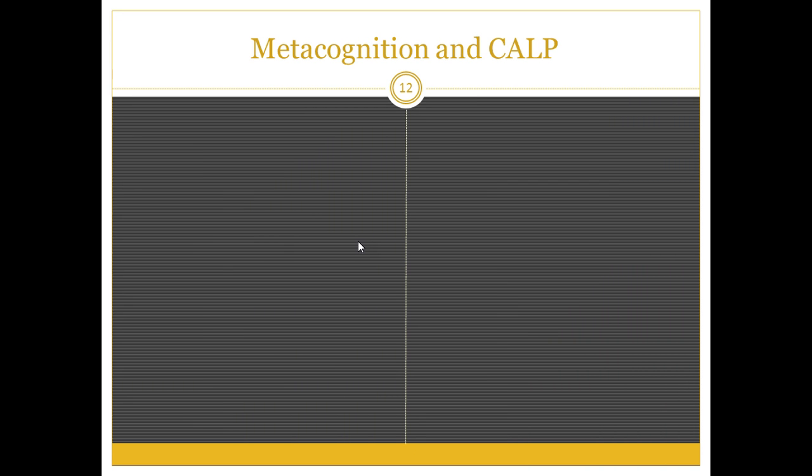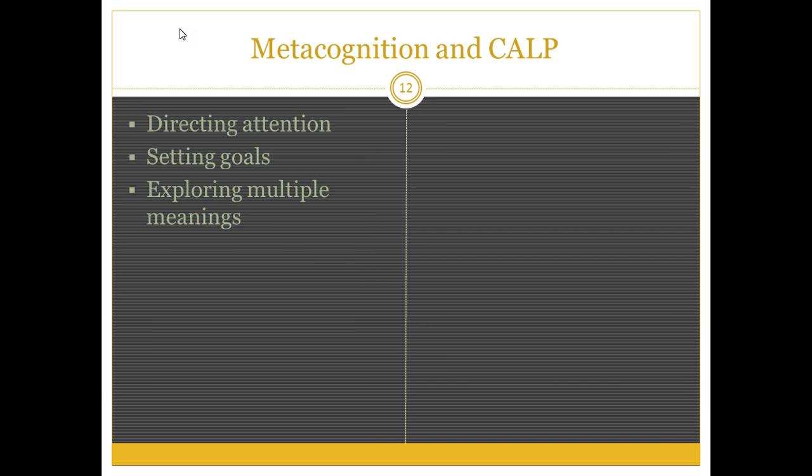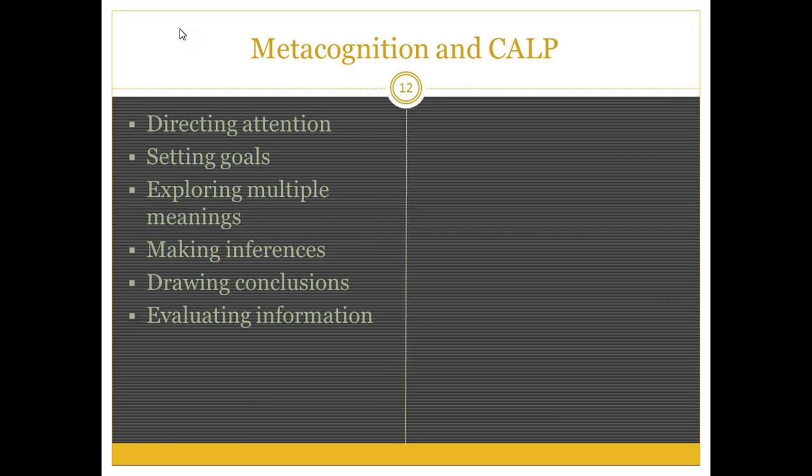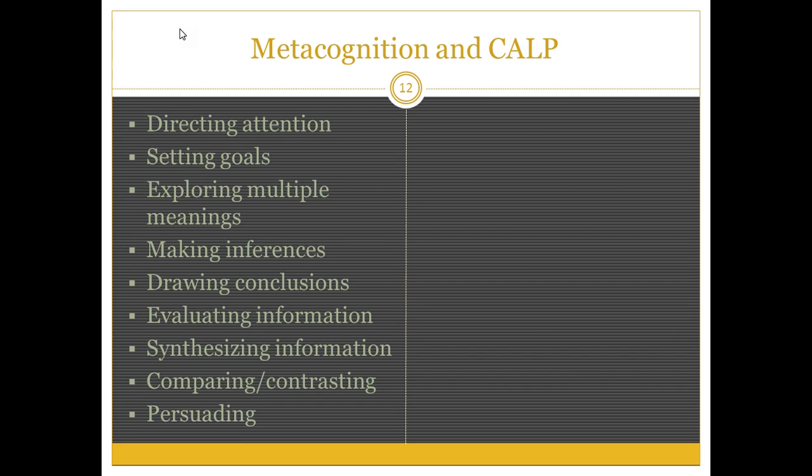Now, since we've talked about some metaphorical and abstract ideas, those can also be referred to as metacognition, and I just want to clarify what I mean by metacognition. Some tasks that would be associated with metacognition, which is part of the underlying proficiency that CALP represents, would be directing or focusing attention, setting goals, exploring multiple meanings, making inferences from a text or a speech, drawing conclusions, evaluating information, synthesizing, comparing or contrasting, and persuading.